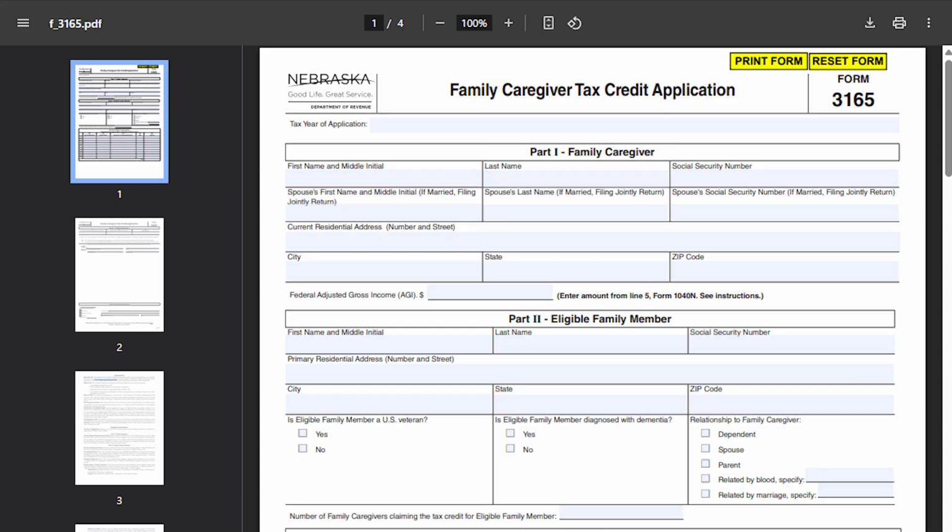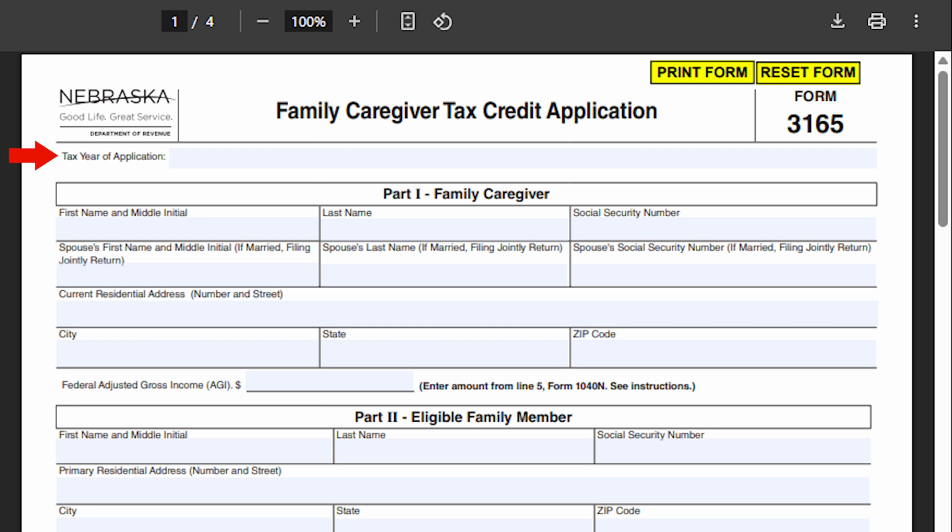Let's look specifically at the Form 3165. Section 1 is the tax year of application. You will enter the tax year in which the family caregiver incurred eligible expenditures in supporting the eligible family member. Number 2, Part 1, Family Caregiver. For this section, you will enter the first name and middle initial in the first box of the person that is applying for the credit.